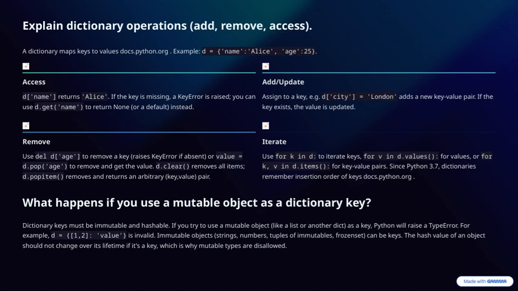Understanding how to add, remove, and access items is fundamental to working efficiently with them. These operations are the backbone of many programming tasks, connecting to the overall theme of data management and organization in Python.